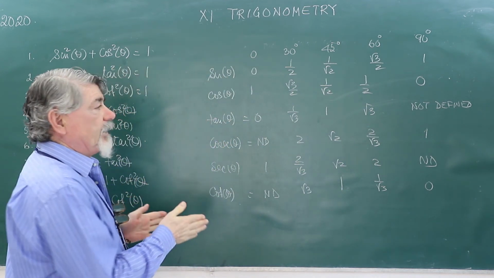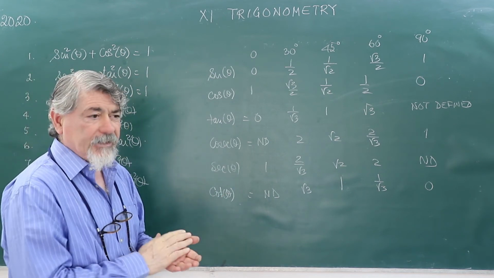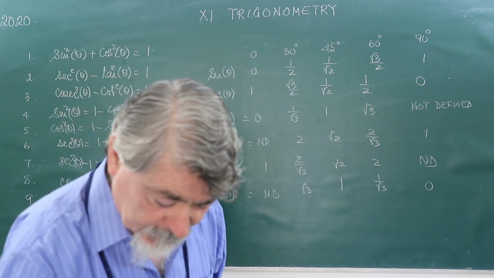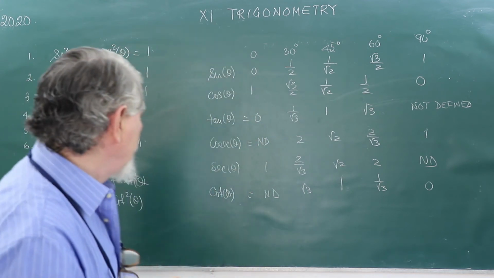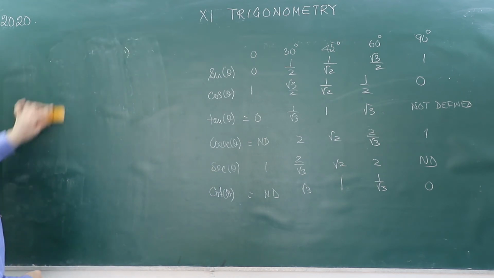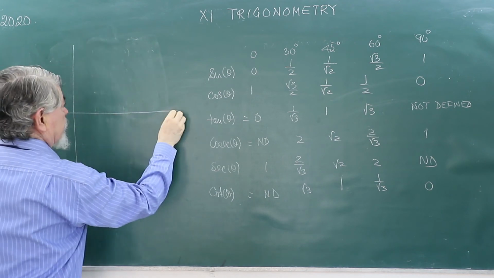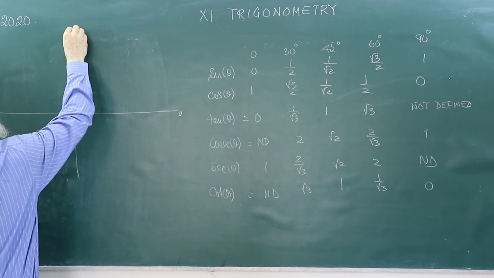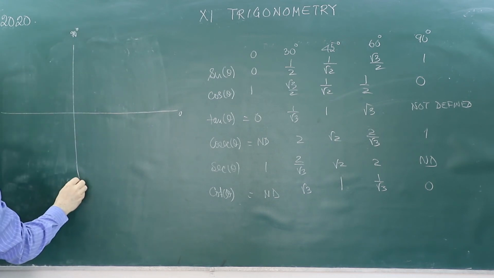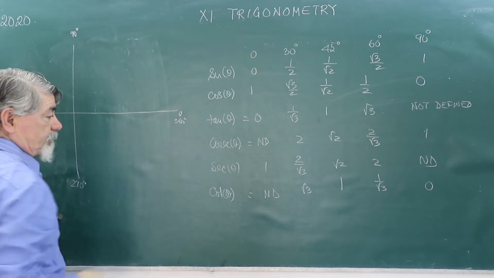So you got all the values between 0 and 90 degree. There are certain special things which you should notice here, which we will discuss in detail later also, but just look at this. If I have this axis here, this is 0 degree, this is 90 degree, this is 180 degree, this is 270 degree, and again a complete revolution will come out to be 360 degree.